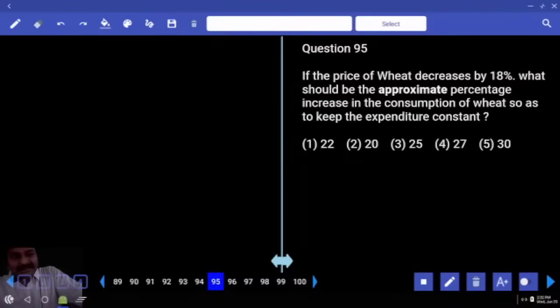If the price of wheat decreases by 18%, what should be the approximate percentage increase in the consumption of wheat so as to keep the expenditure constant? Initial expenditure 100. If price decreases, expenditure also decreases. If price decreases, will expenditure decrease? Then what will decrease?